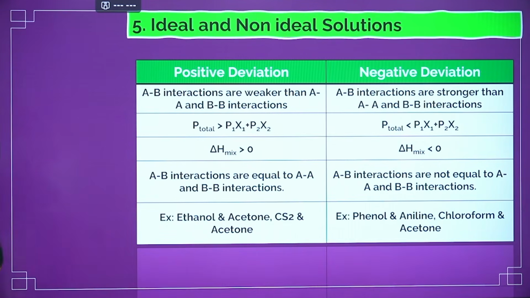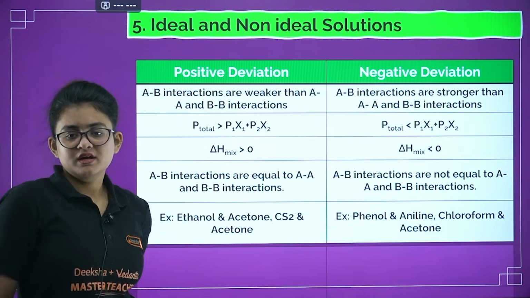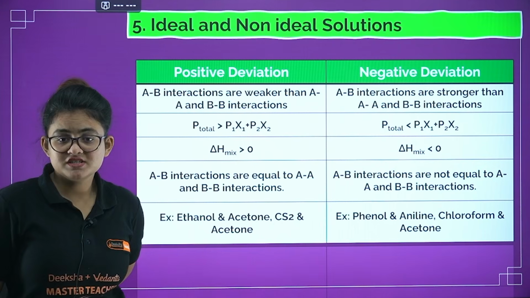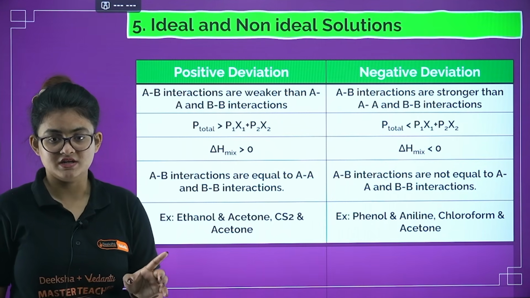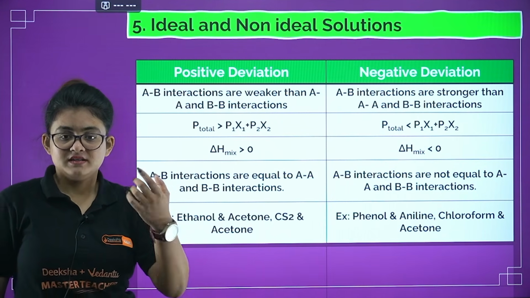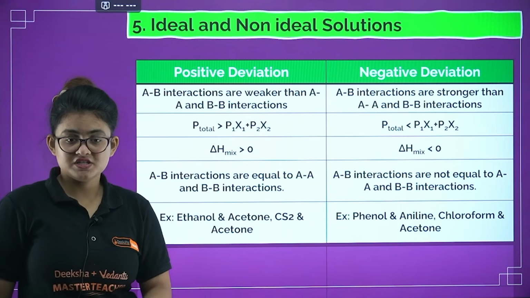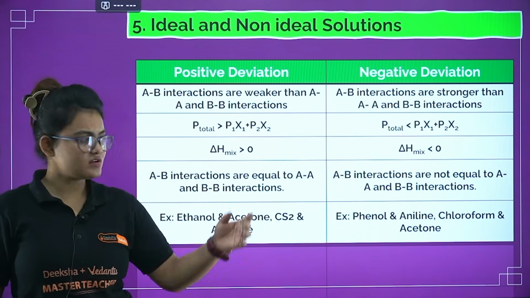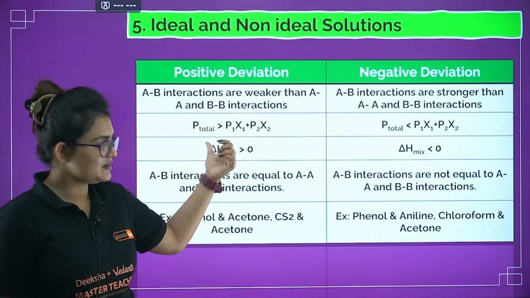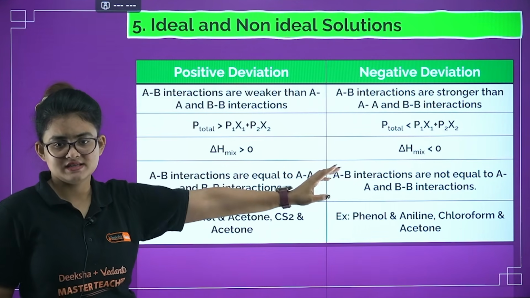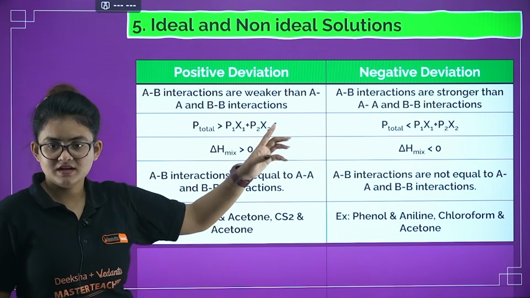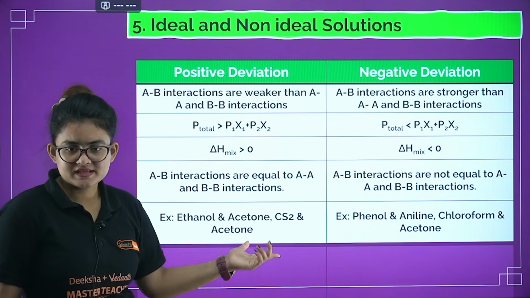Let's proceed. This is positive and negative deviation, very important. In positive deviation, the A-B interaction is weaker than the individual interactions. In negative deviation, the A-B interaction is stronger than the individual ones. For the rest, you can see the total pressure is greater than the summation of the individual pressures in the positive case, and lesser in the negative case. Delta H mix is greater in positive, lesser in negative. Examples are also given.